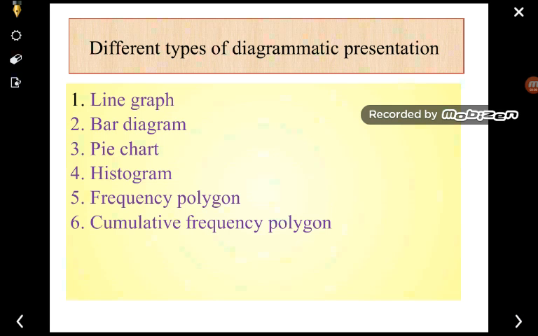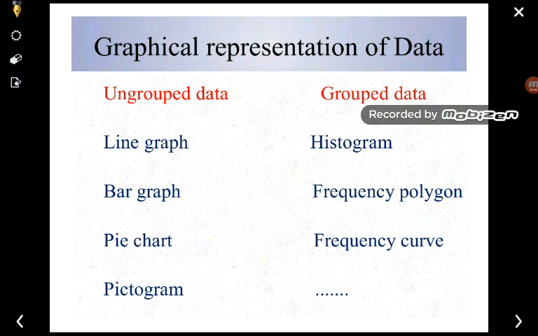So these are the disadvantages. Next, coming to the different types of diagrammatic presentation. Now the data is available to you, it is in your hand, and you have to present the data. So how are you going to present it? It can be presented in many ways. One of them is the line graph, another is the bar diagram, next is the pie chart, fourth is a histogram, next is a frequency polygon, and the last one is the cumulative frequency polygon. These are the different ways by which you can arrange the data.